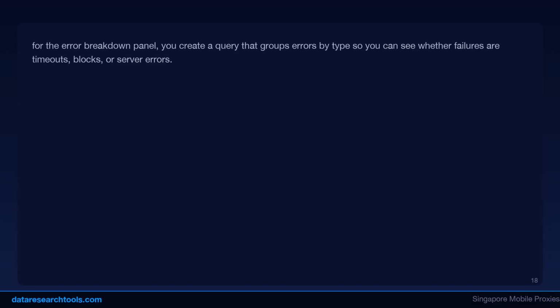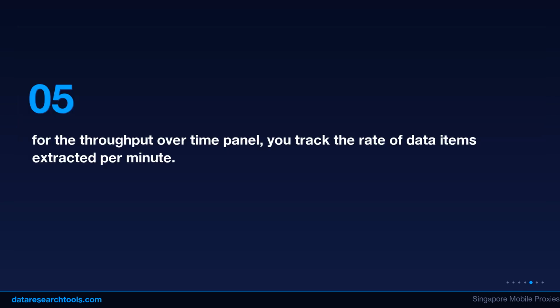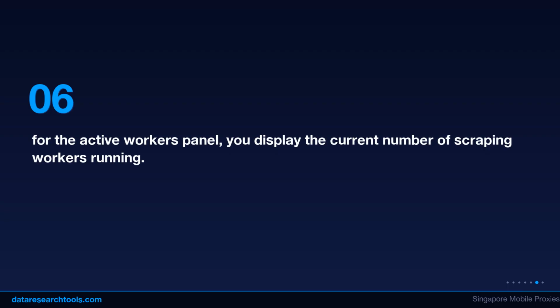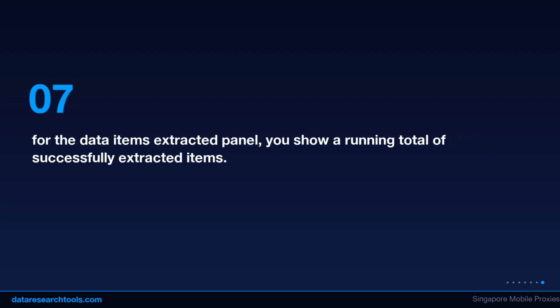Some best practices for scraping monitoring: use labels to segment metrics by target site, proxy type, and scraper instance. Set up separate dashboards for different scraping operations. Keep historical data to identify trends and seasonal patterns. Create runbooks for common alerts so your team knows how to respond. And review dashboards weekly to spot gradual degradation.